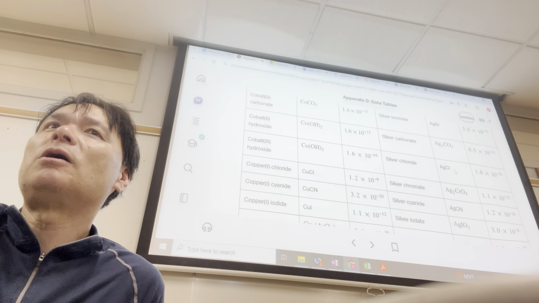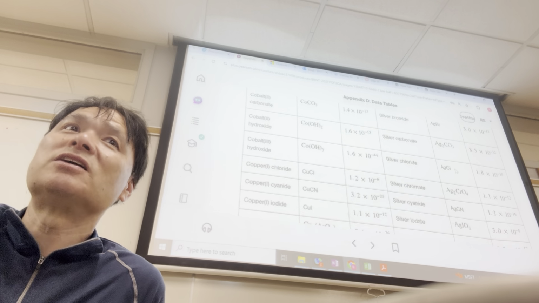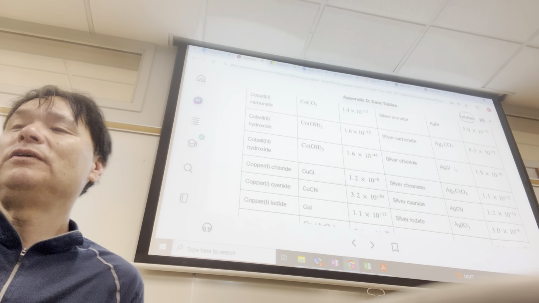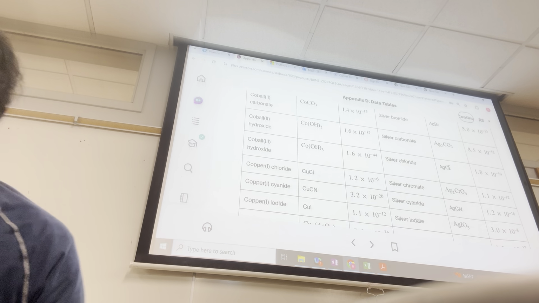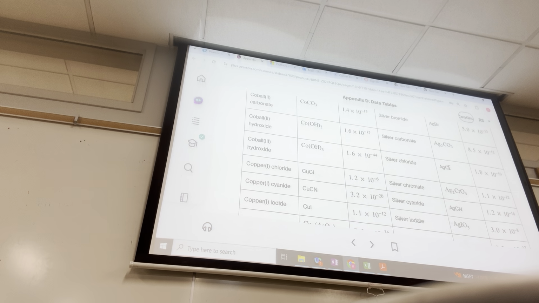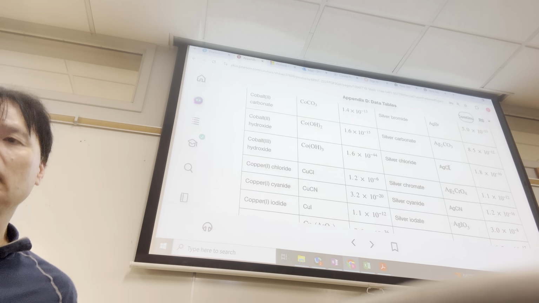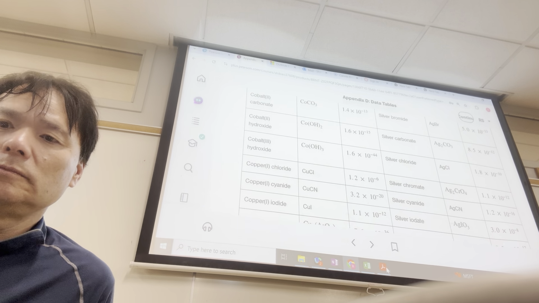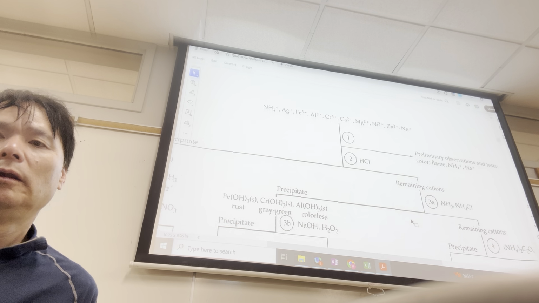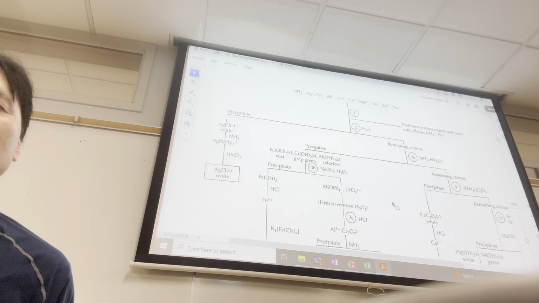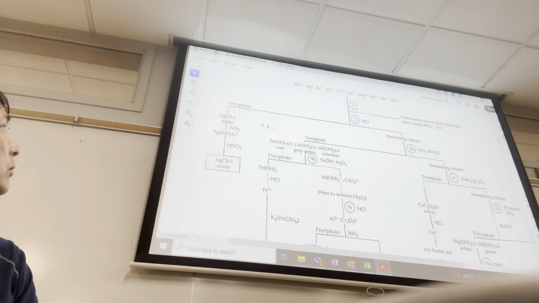That leaves such a small amount in the decantate, it's not going to interfere with subsequent tests. If you leave large amounts of silver in the decantate, then what happens is it interferes with other analyses. So we end up with a white precipitate of silver chloride here.